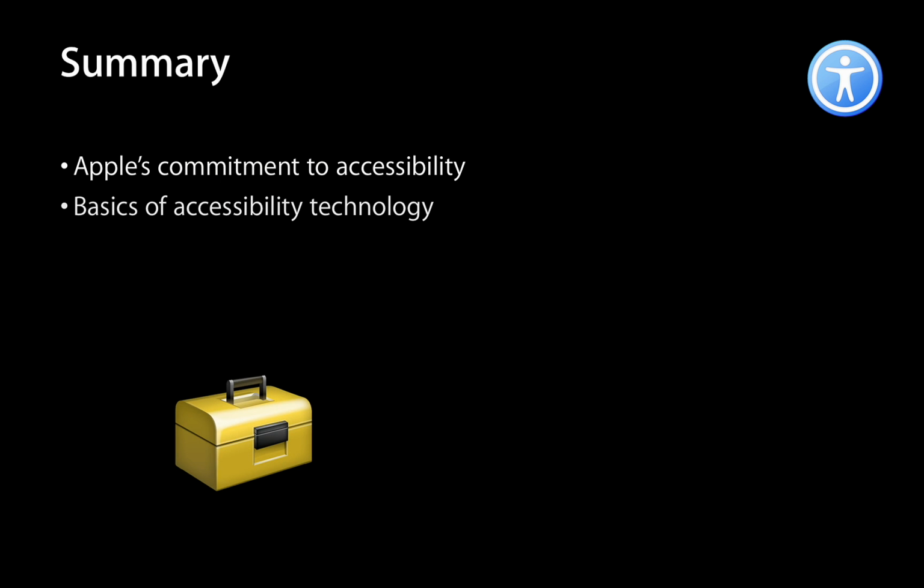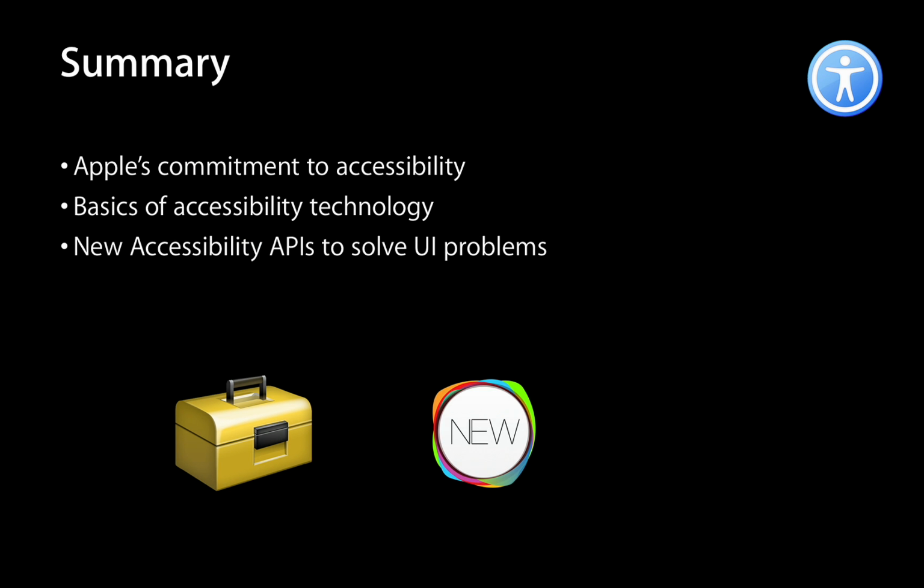I'm hoping that I've given you some basic information on how to use the accessibility APIs and the tools to make your application accessible. If you have further questions, contact us, watch previous WWDC videos, or look online for documentation. Today, I've also presented some UI challenges and how we have new APIs to help solve those problems. If in your application you have any of those UIs that I presented, I really encourage you to implement those new APIs. As you've seen in the demo, they're really easy to implement.